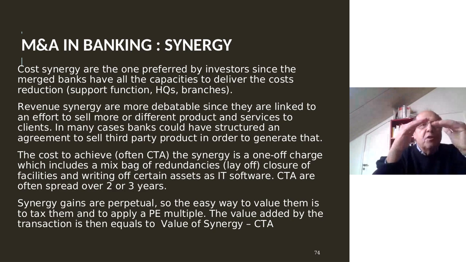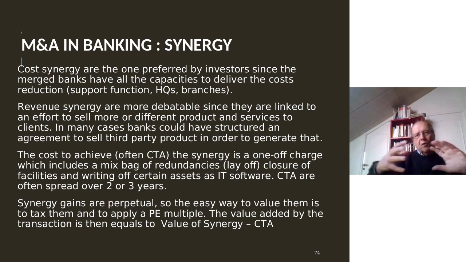Sometimes it's just a small number, 1%, 2%, not very visible, and sometimes it's very visible. But the other very important concept to deliver the synergy is the CTA, the cost to achieve the synergy. The CTA is a cost which includes all the measures you have to take if you want to combine the banks and reduce the cost.